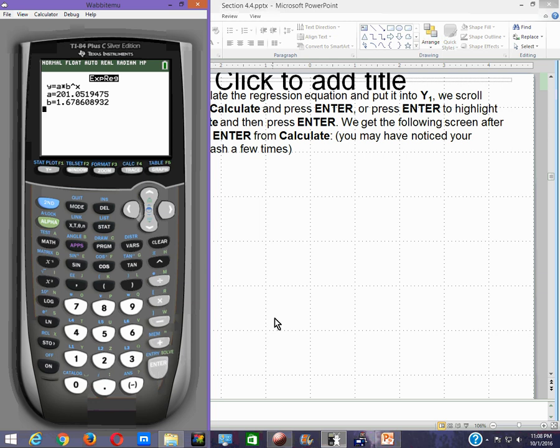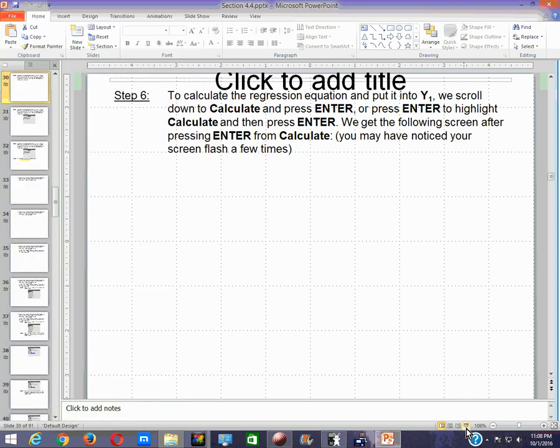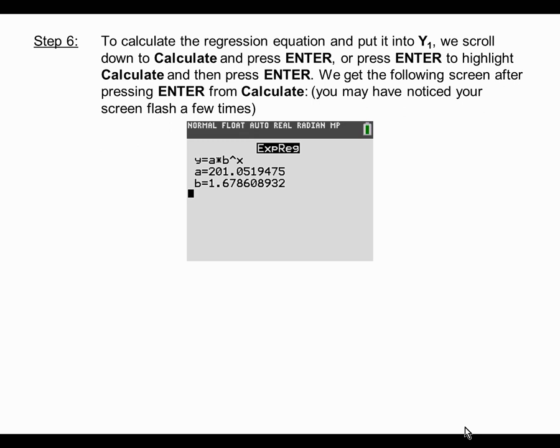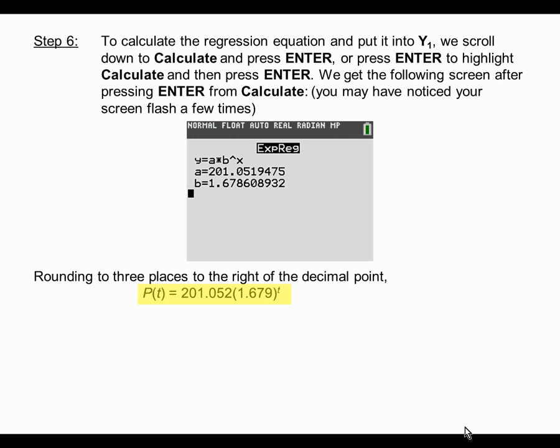Okay, and there are our coefficients. We're going to have 201.052 times 1.679 raised to the x, or I guess I should say to the t power to correspond to our variables in the problem. So there we are. Remember, we were supposed to go to 3 places, and I didn't set my mode float to 3, so I'm going to have to round it manually. So P of t is 201.052 times 1.679 raised to the t power. So there's the answer to part A.